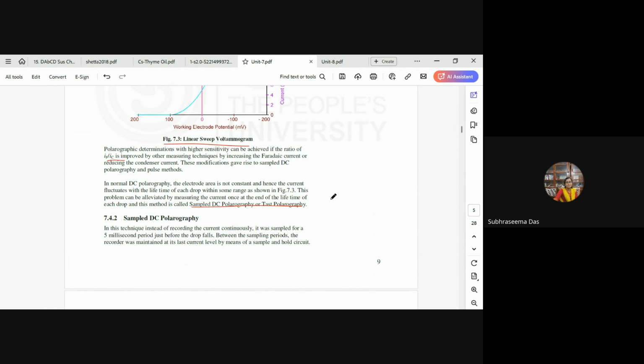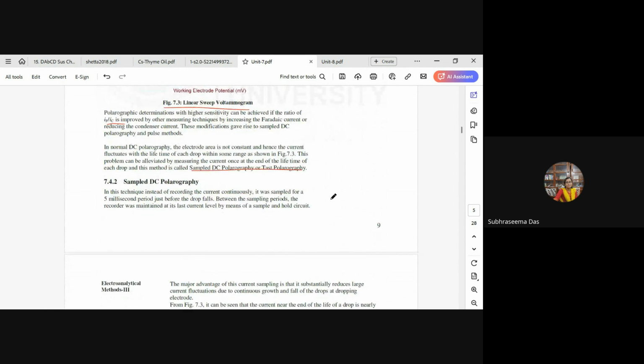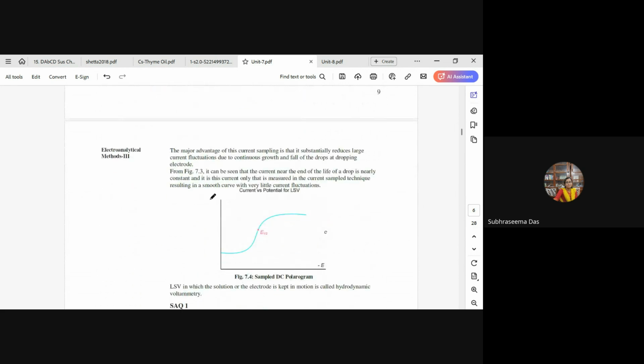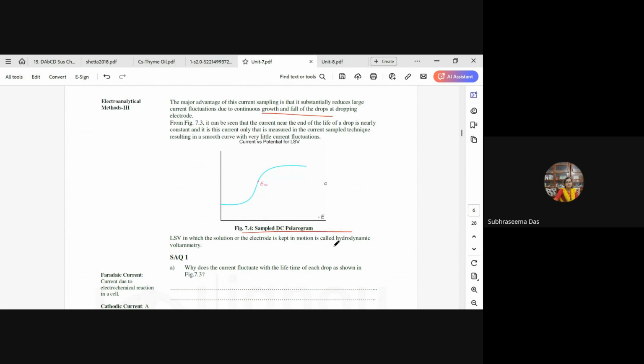So now coming to sampled DC polarography. In this technique, instead of recording the current continuously, we sample it at some intervals just before the drop falls. Between the sampling periods, the recorder is maintained and then it is measured. The major advantage of this sampling is that it reduces large current fluctuations due to continuous growth and fall of the drops. Here we can see in figure 7.4 a sampled DC polarogram. This is the simplest representation of the voltammogram for a sampled DC polarogram.